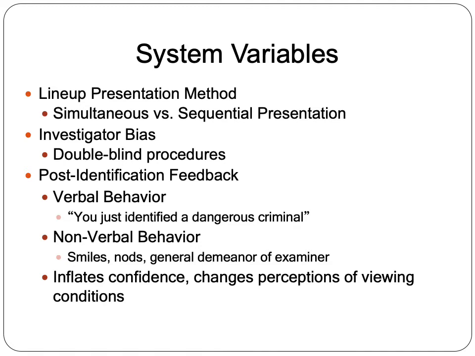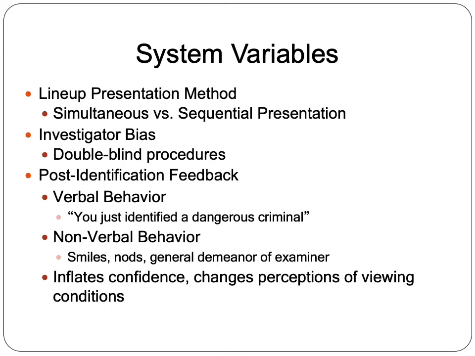So some system variables that are present, I've already mentioned lineup presentation method, simultaneous versus sequential. Sequential is better because if you're only looking at one picture at a time, you're not comparing all the pictures to each other. You're comparing that one picture to your memory. Investigator bias is also an issue, like I've referenced, and double-blind procedures should be used. The investigator shouldn't know who the suspect is, so they can't inadvertently give any information back, like good job, or yay, or take a closer look at number 3.